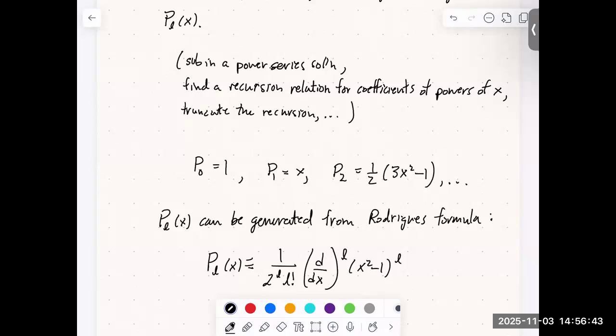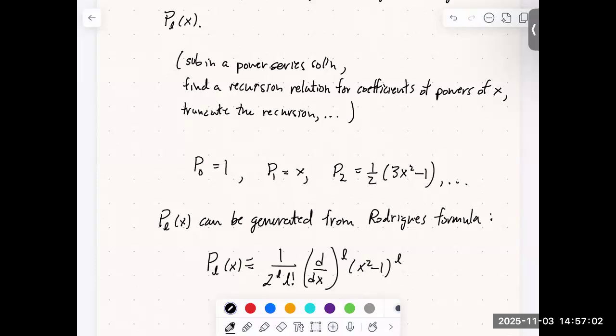So this is going to be 1/2. The first derivative of x squared minus 1 is 2x, times the 1/2, and we get the x. And then you could keep going for L equals 2 and 3, and as long as you care to continue.